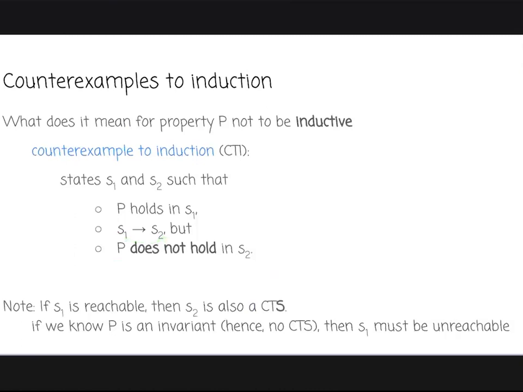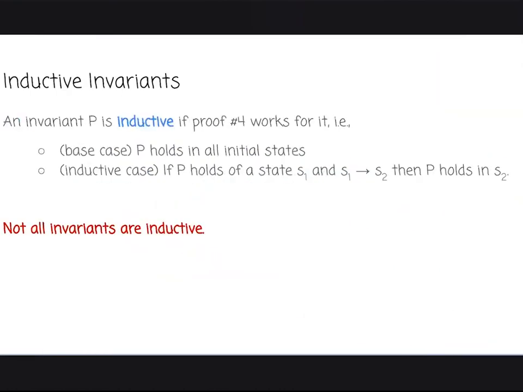And note that if S1 is reachable, that makes S2 technically also a counterexample to safety. But if we know that P is an invariant in that case, then S1 shouldn't have been reachable. So let's think of a possible state that can make things go wrong here. Now, let's consider this relation, which is, by the way, the same as this inductive state. In this inductive state, we are saying if these things hold, then this happens.